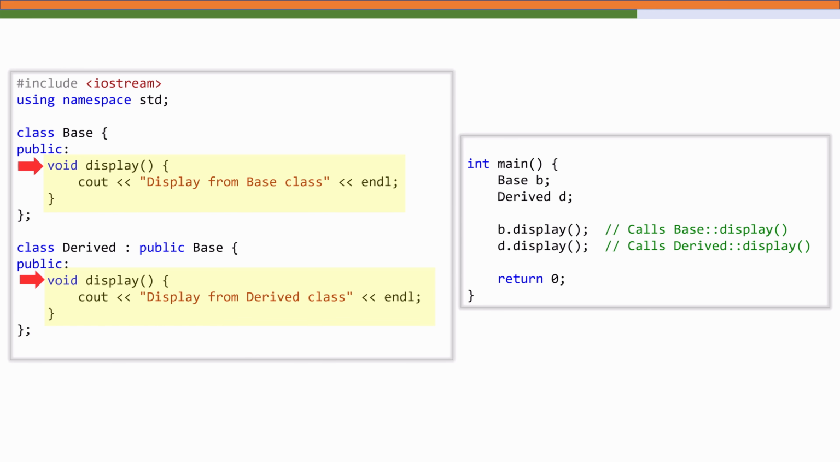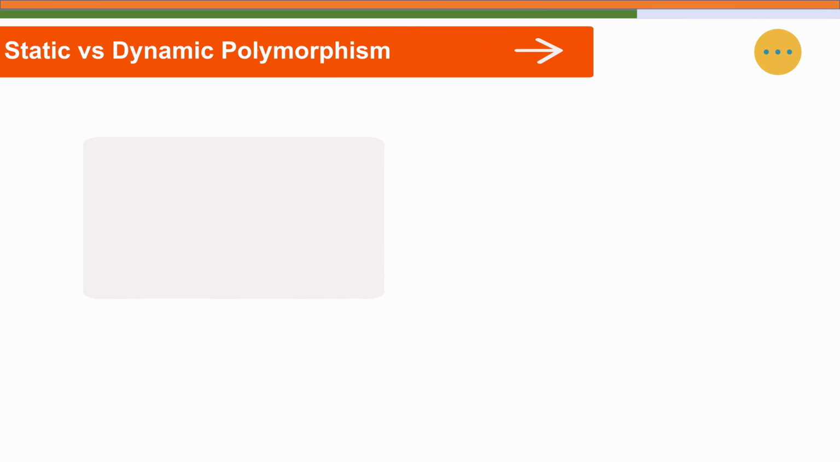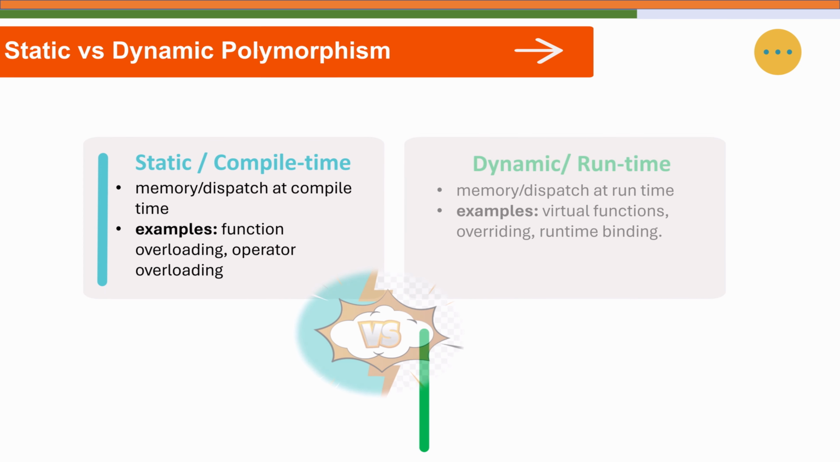Here the base class defines a function display, and the derived class defines another function display, same name, same parameters, so it overrides the base class version. When we call b.display, the compiler calls the base class version. When we call d.display, it calls the derived version because the compiler knows that d is an object of the derived class. So this is a compile time decision since we are calling functions directly using objects.